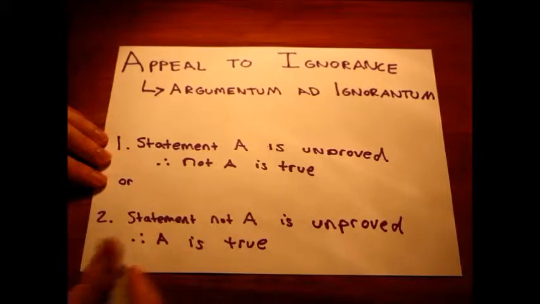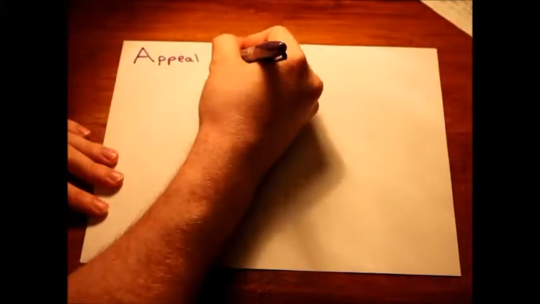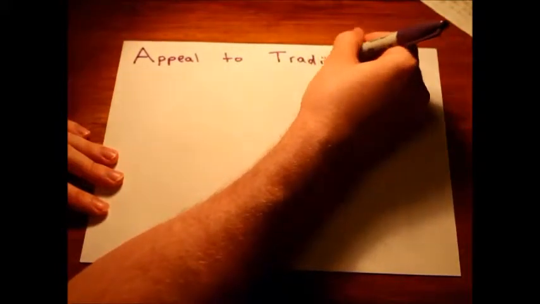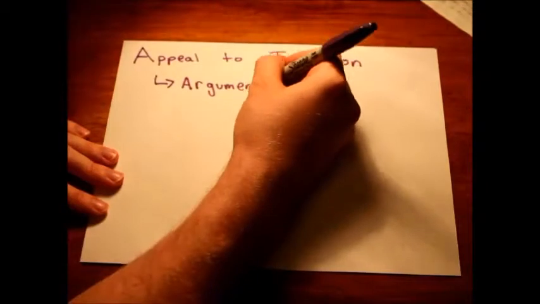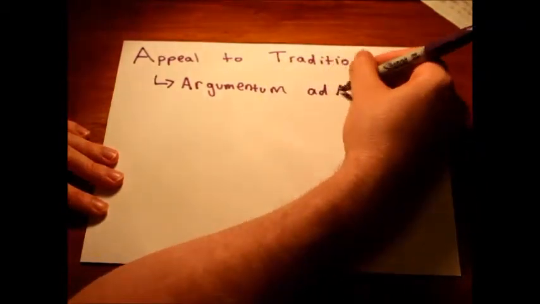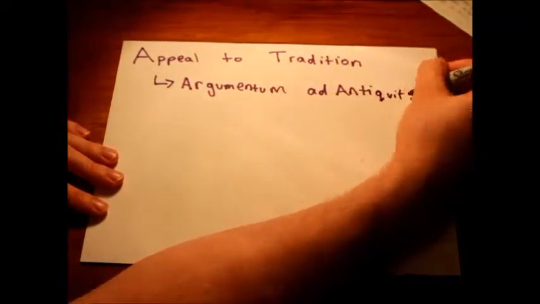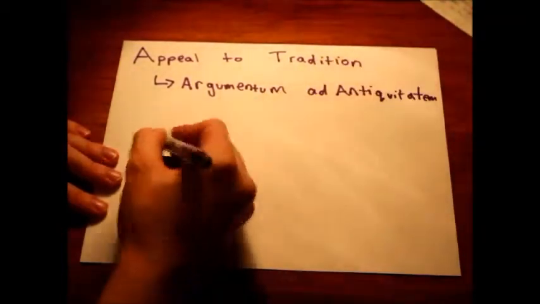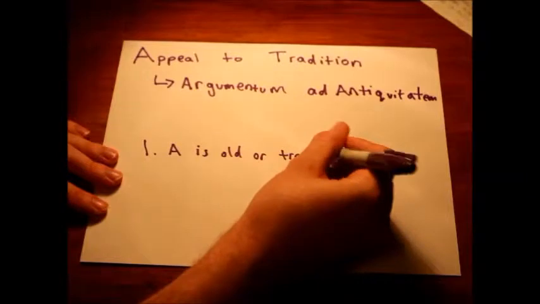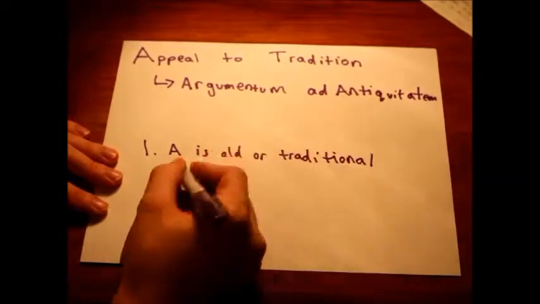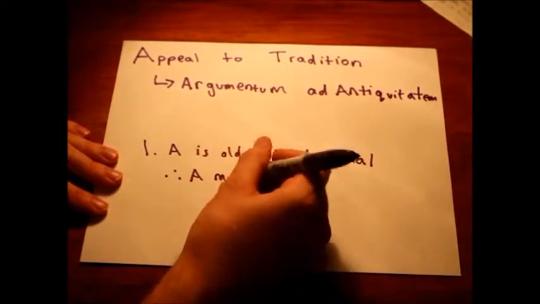A is true. The second fallacy is appeal to tradition, or argumentum ad antiquitatem. This occurs when it is assumed that something is correct, or better, simply because it is older, traditional, or always has been done. This reasoning has the following form: A is old or traditional, therefore A is correct or better.